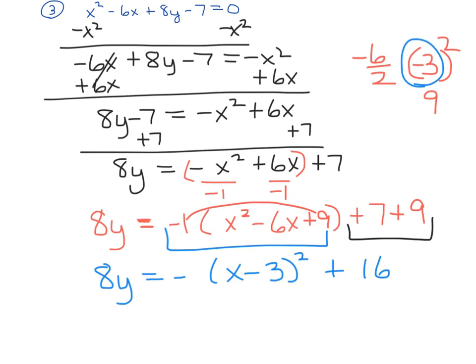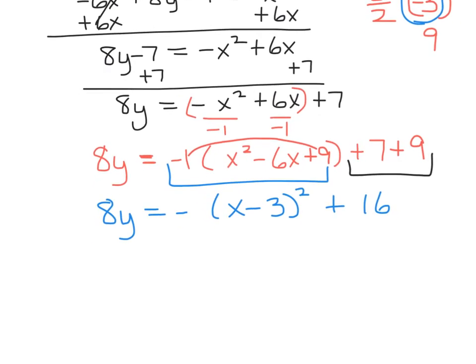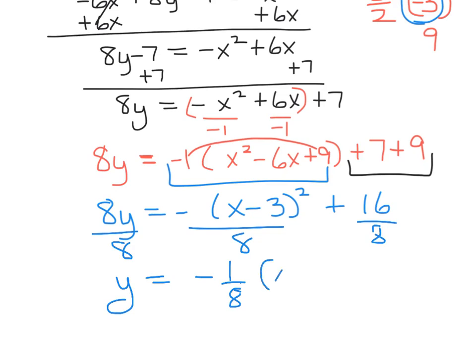The next thing I need to do is to get y by itself. So divide everything by 8. So I now have y equals -1/8 x minus 3 squared plus 2.